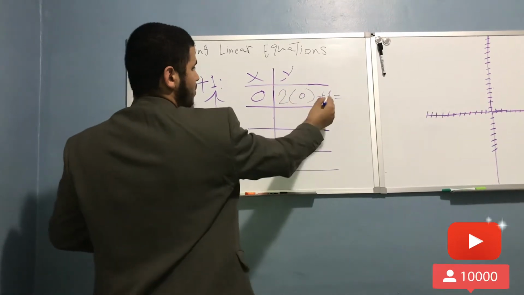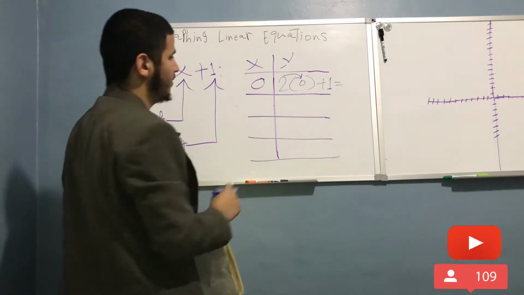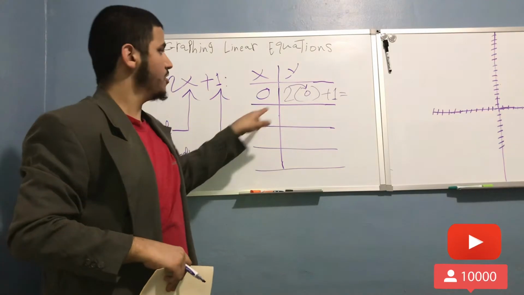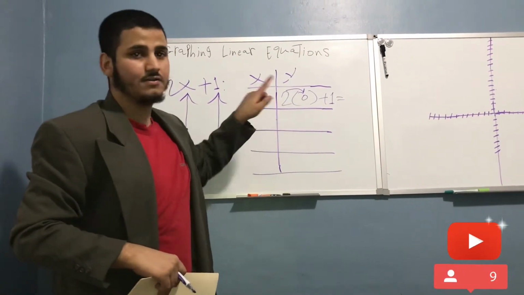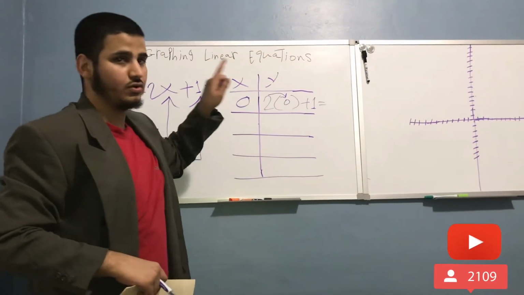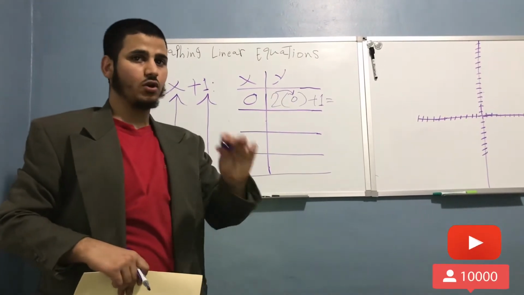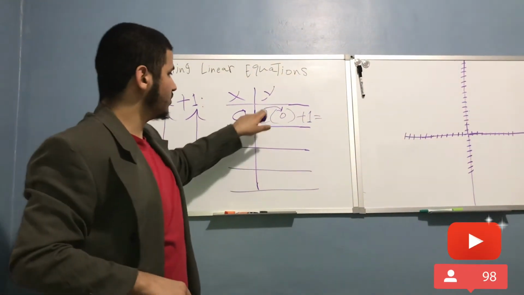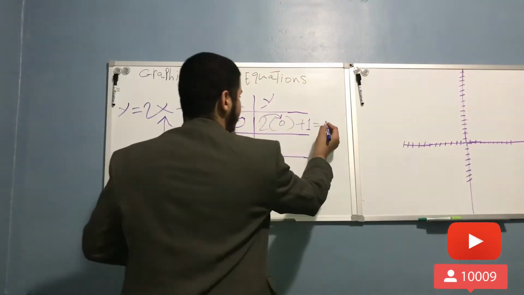How do we solve this equation? Do 2 times whatever is inside the parentheses, whatever number you pick, and you will get the answer. In my case, I put 0 inside the parentheses, and 2 times 0 is 0. As I told you, anything times 0 is always 0. So 2 times 0 is 0, 0 plus 1 is 1. The answer is 1.